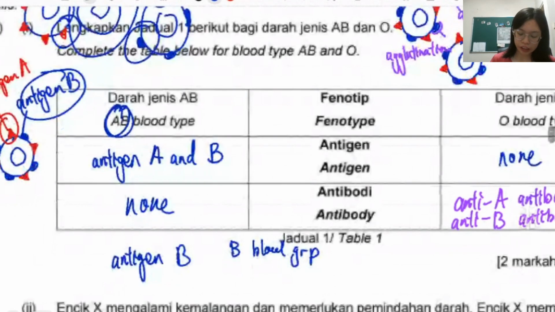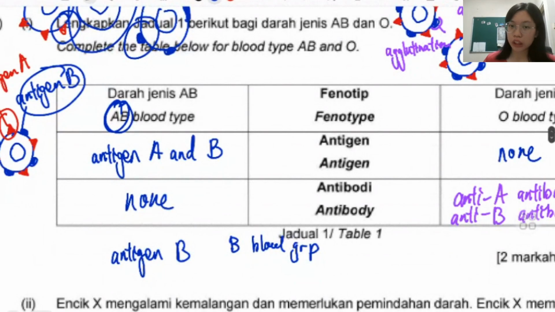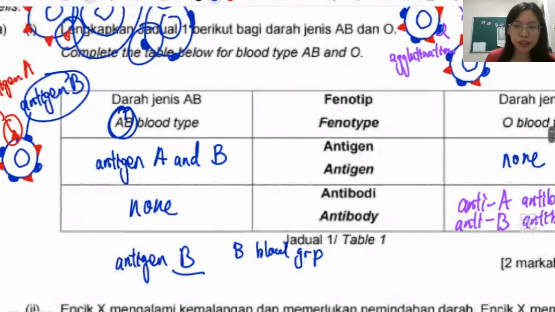Okay, since you got antigen B, what antibodies will you produce? Will you produce anti-B antibodies? No. You yourself got antigen B. Why would you want to produce anti-B antibodies to fight off your own antigen? That is self-antigen.